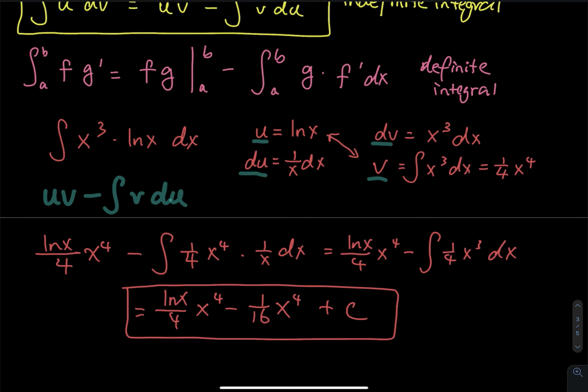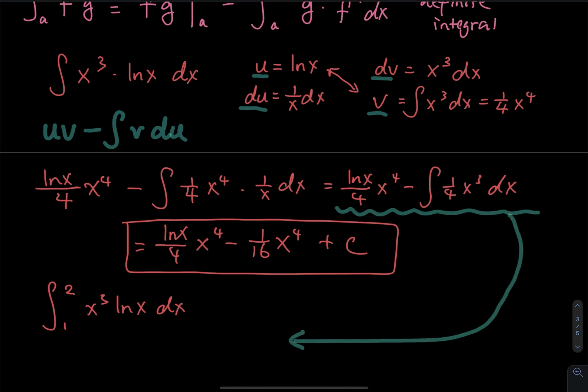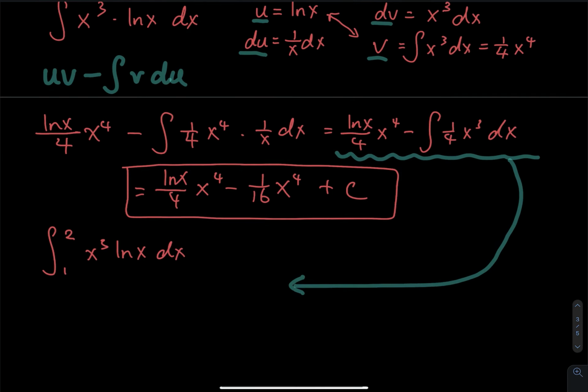What if you have a definite integral? What if the integral looks like this? You have the integral where x goes from 1 to 2, of x to the third ln x dx. What needs to be changed? This piece needs to be changed. We are going to put that piece right here. So how do we change that? Here are the changes. You have ln x divided by 4 times x to the 4 such that x goes from 1 to 2, and then minus the integral from 1 to 2 of 1 over x times x to the third dx.